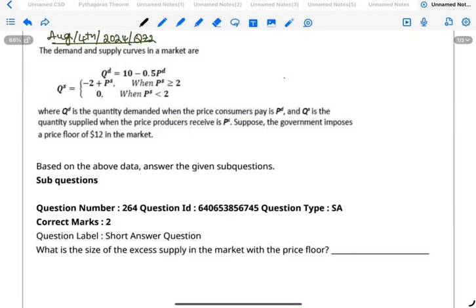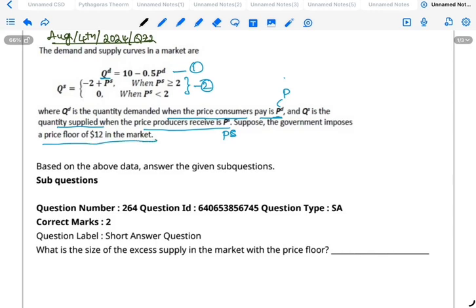QD equals 10 minus 0.5 PD. So this equation is 1 and this equation is 2. Demand and supply curves. QD is the quantity demanded when the price consumers pay is PD, and QS is the quantity supplied when the price producers receive is PS, the price the producers receive. The government imposes a price floor of $12 in the market.